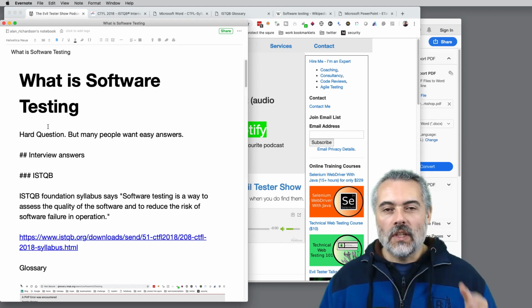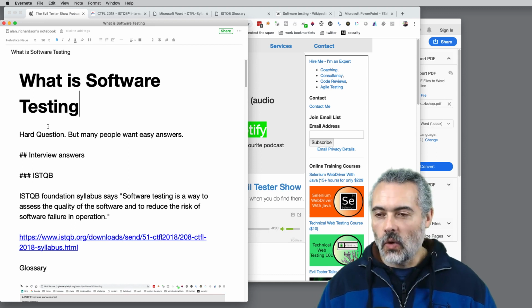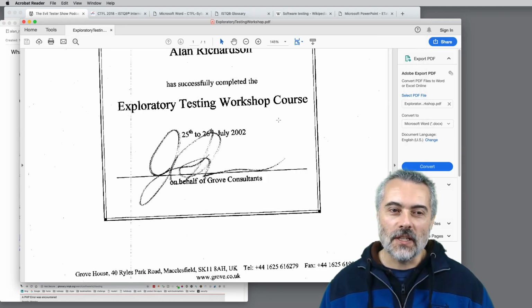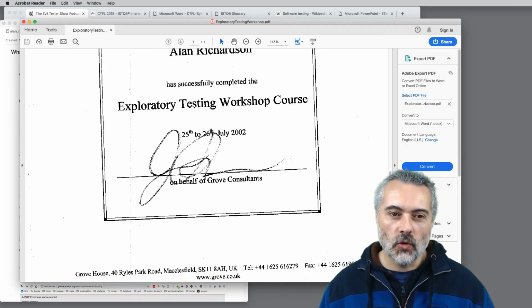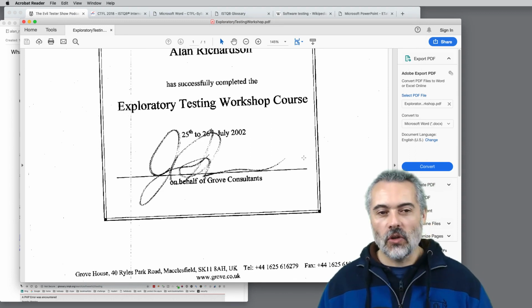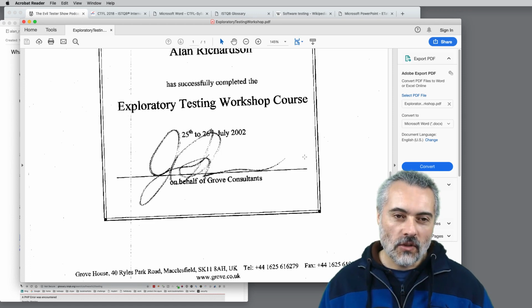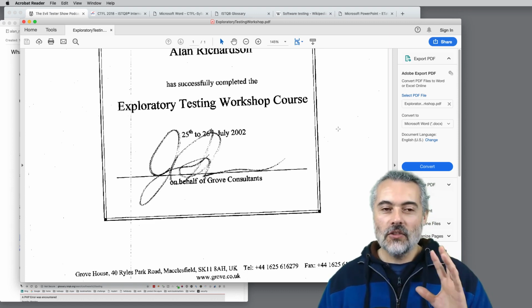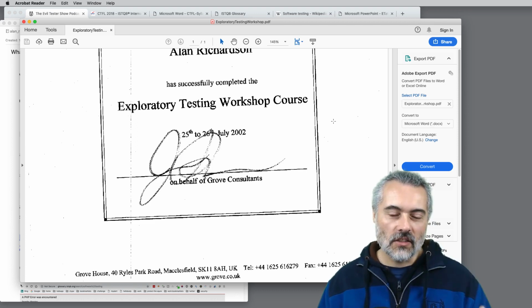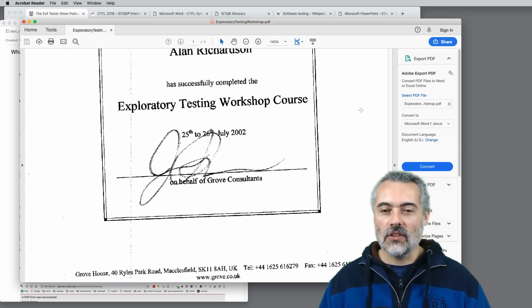So, what is software testing? This is a question that I have been looking at for at least, I don't even know how long. I have a certificate here from 2002 where Alan Richardson has successfully completed the exploratory testing workshop course. This was taught by James Bach, so this is 17 years ago. And during that workshop, James asked the question, what is software testing? And encouraged us to come up with our own definitions.